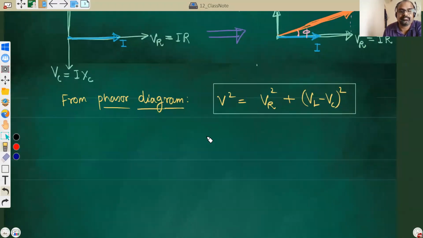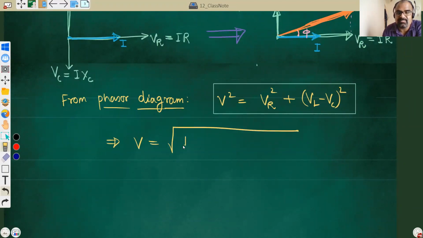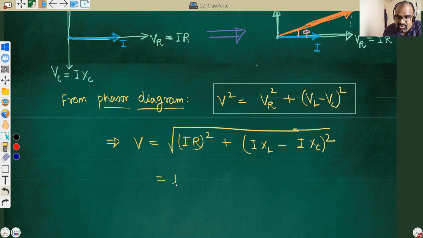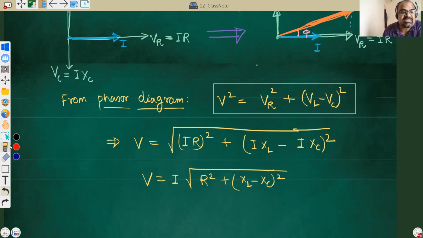Now, V will be root under of VR square plus VL minus VC whole square. In place of VR, I will write I into R. In place of VL, I will write I into XL. And in place of VC, I will write I into XC. And I will be taken common. So here you will have R square plus XL minus XC whole square under the root, into I. This will be V. And this root under R square plus XL minus XC whole square will be called impedance, Z.